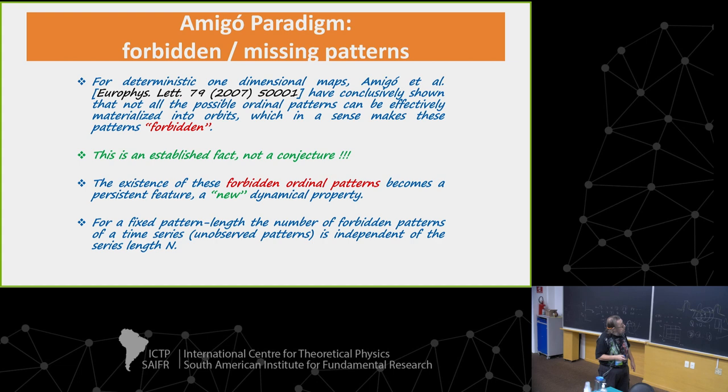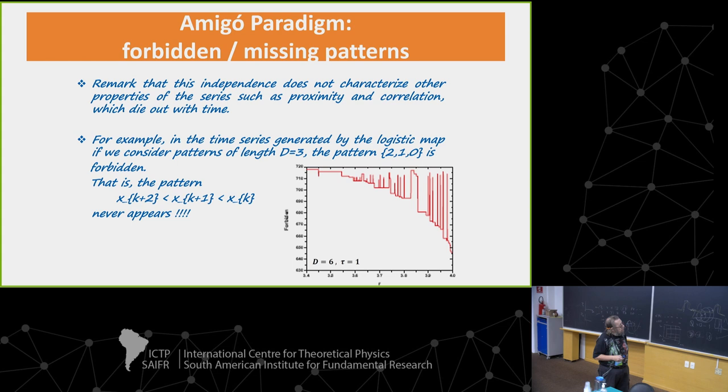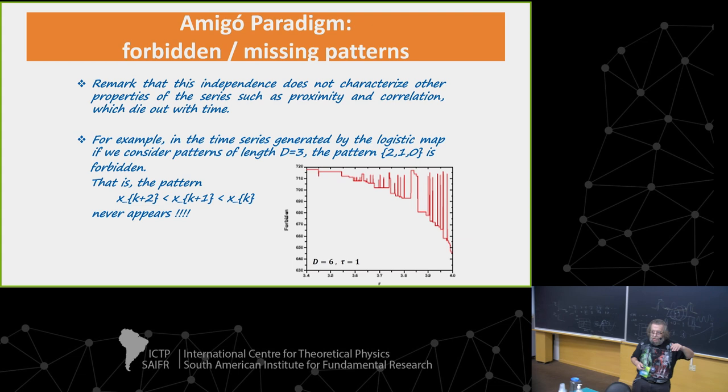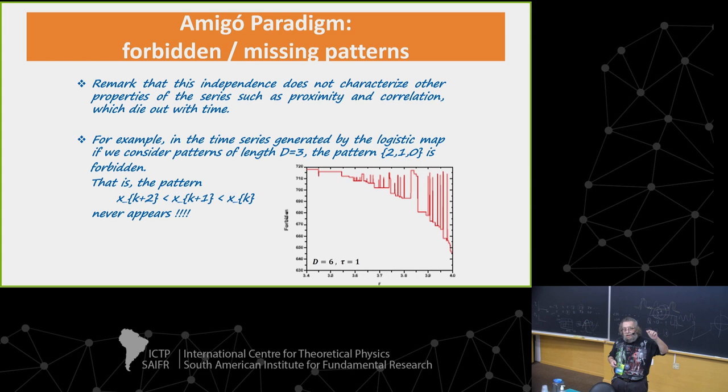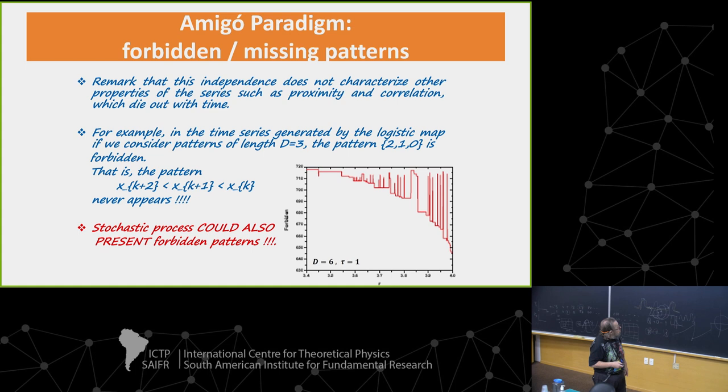This is in the case of the logistic map. The pattern of length 3, 2, 1, 0, that is decaying, never appears. And of course, when we increase the pattern length, all the patterns related with this forbidden pattern don't appear, and we can see the different forbidden patterns that appear. Of course, it's important that a stochastic process could also have forbidden patterns, but it depends on the case.